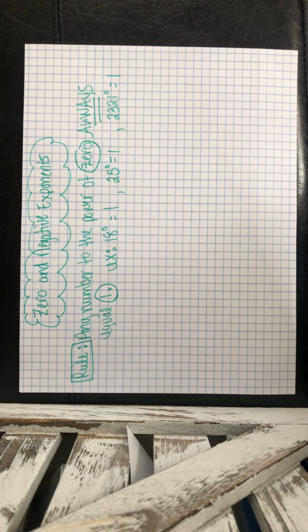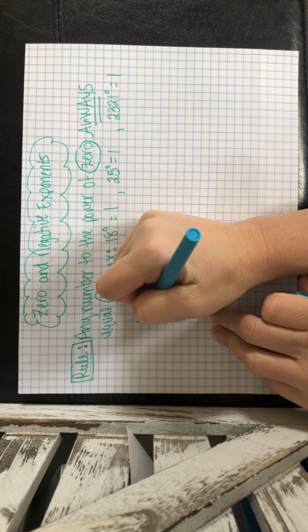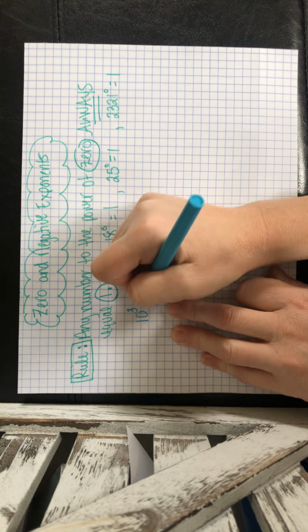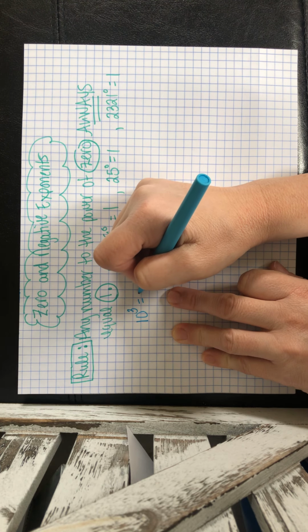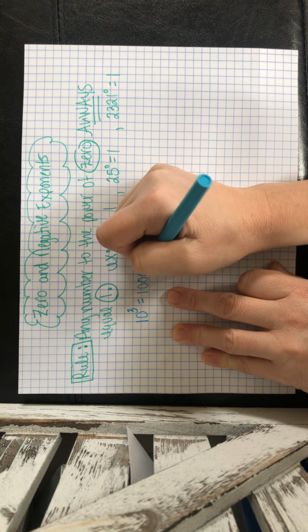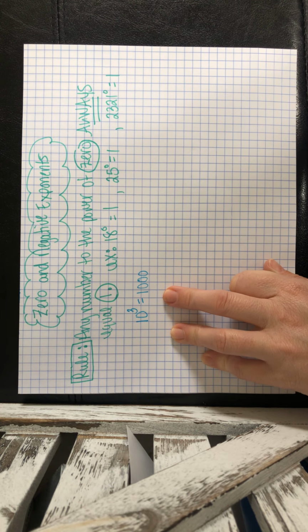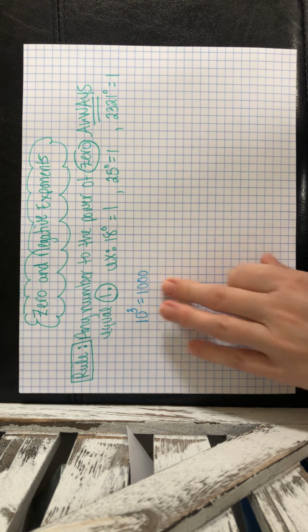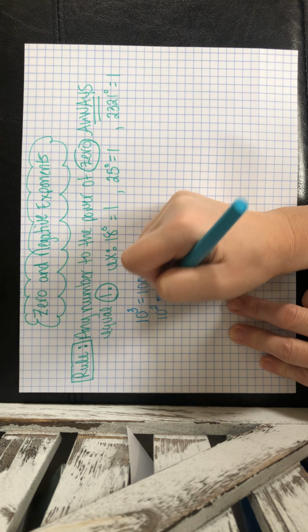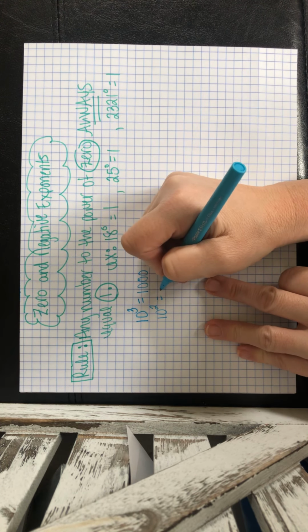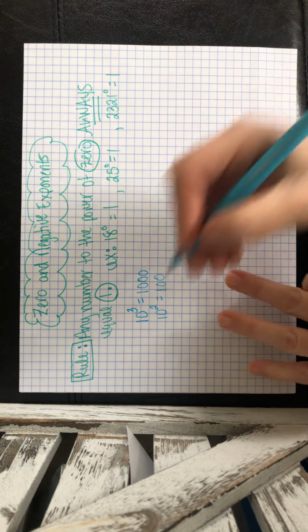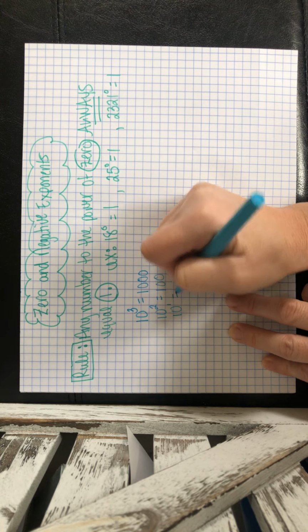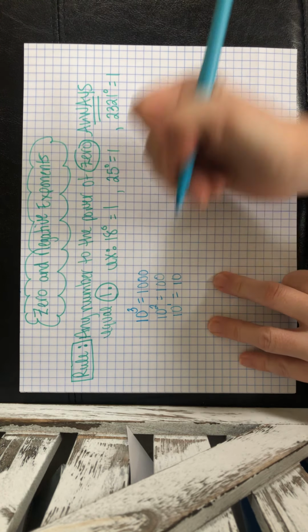Let me switch colors out. Okay, so if I have 10 to the third power, that's the same thing as a 1 with 3 zeros, right? 10 times 10 times 10, which is 1,000. If we have 10 to the second power, that's the same thing as a 1 with 2 zeros. 10 times 10, that's 100. If we have 10 to the first power, that's just the same thing as 10.